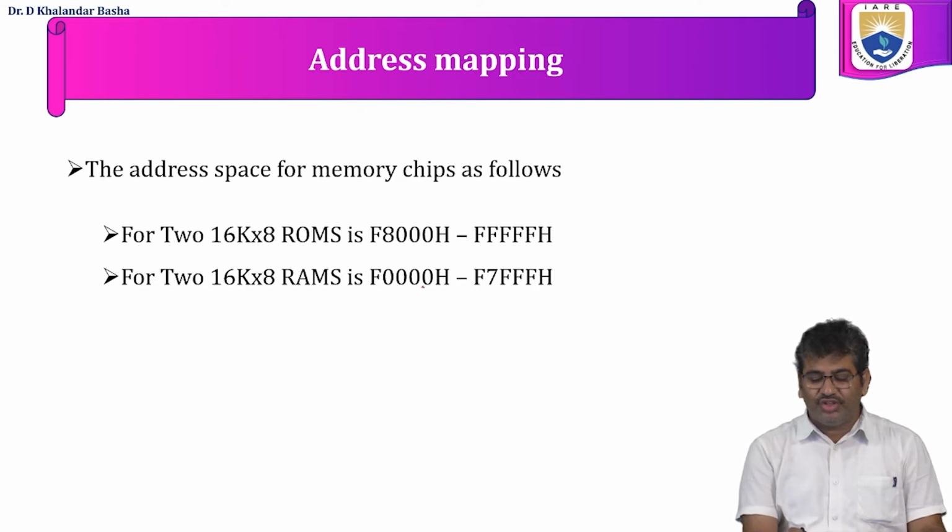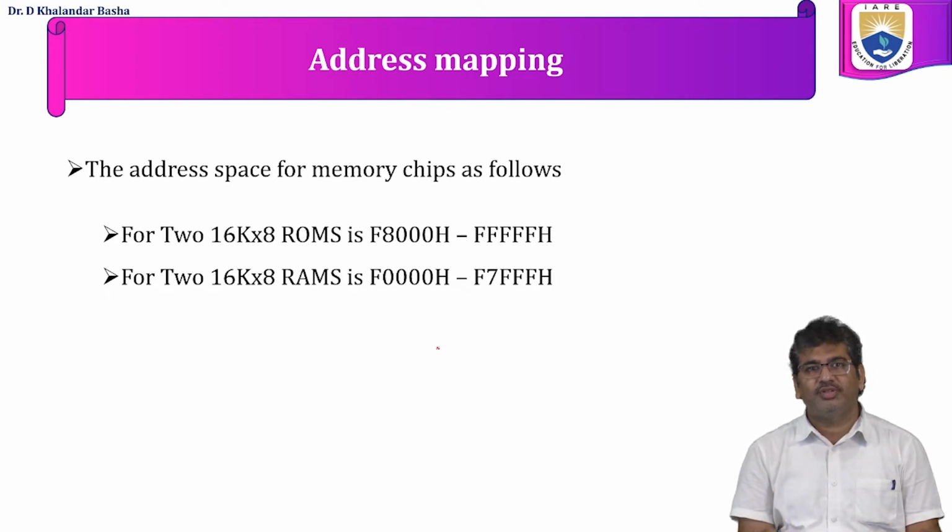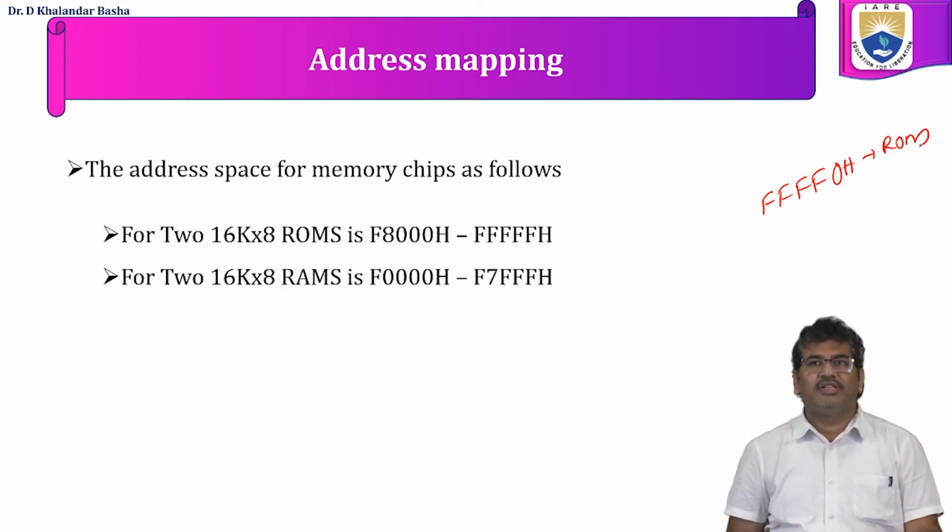One is from F0000 to F7FFF. The next memory location is F8. So the consecutive memory locations are being assigned for RAM and ROMs. And the address FFFF0H is also assigned for ROM. Now we will see how to interface these two blocks.